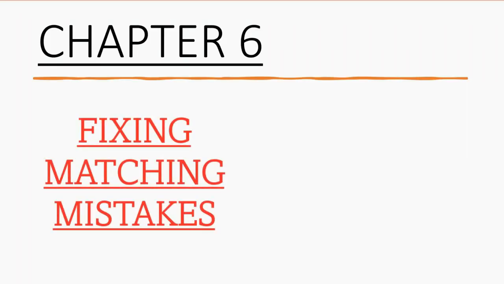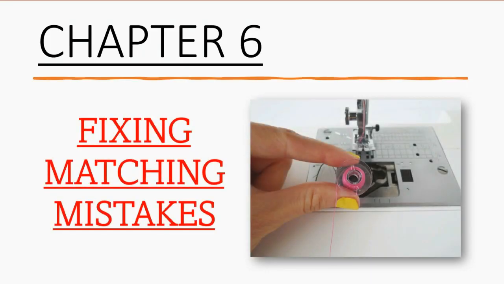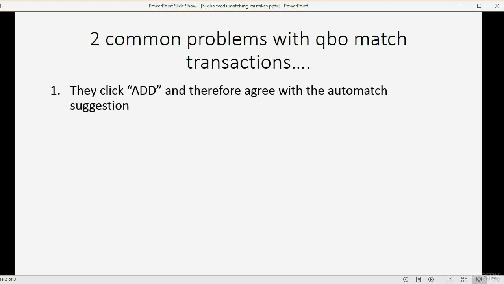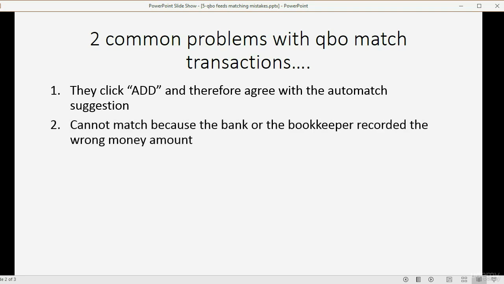Chapter 6. Fixing Matching Mistakes. There are two common problems associated with QuickBooks Online matching transactions. The first common mistake is that people click Add and therefore agree with the auto-match suggestion when in fact they should have changed what was there. The second common problem is that you cannot match because the bank or the bookkeeper recorded the wrong money amount.